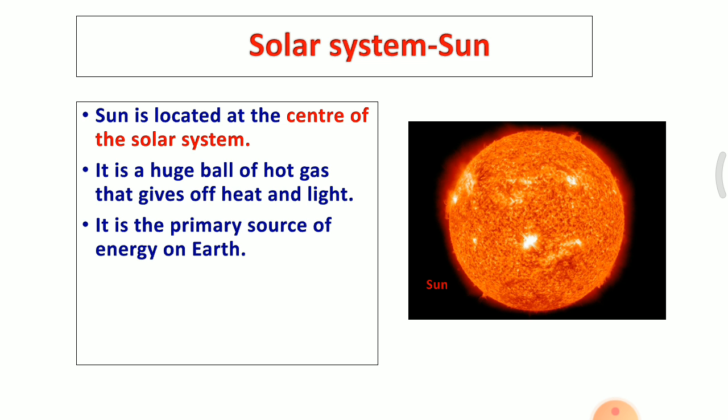It is a huge ball. The huge ball consists of hot gases. It gives off light and also heat. We know that we are getting heat and light from the sun. It is a primary source of energy on the earth.